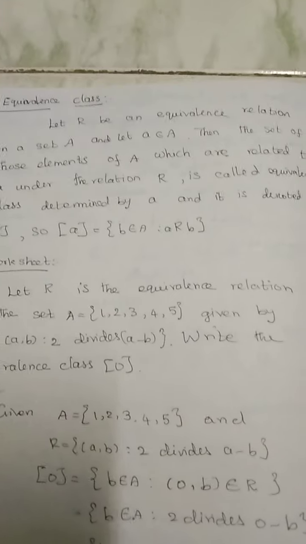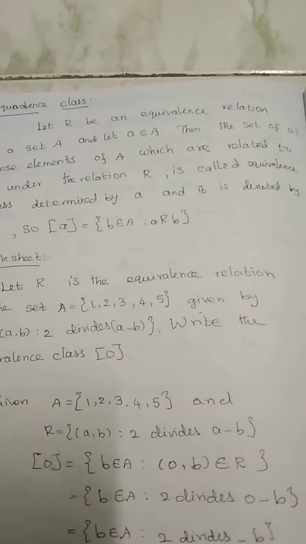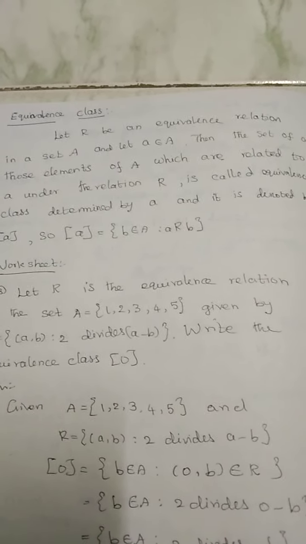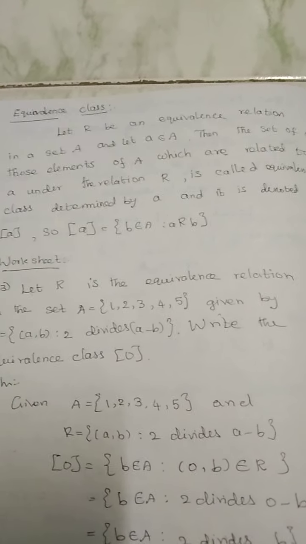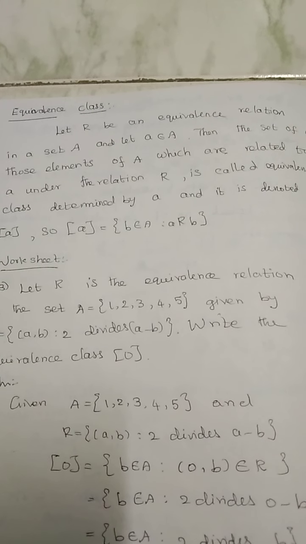Already we are discussing equivalence relation. Now we are going to discuss equivalence class. Let R be an equivalence relation in a set capital A. Equivalence relation means what? That is reflexive, symmetric and transitive. That is capital R.